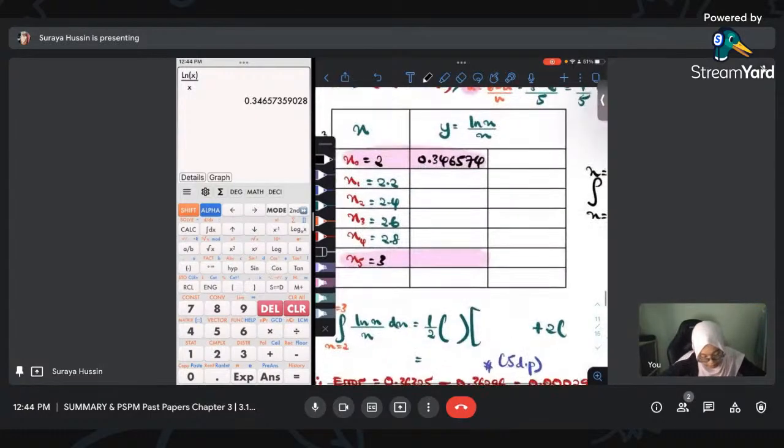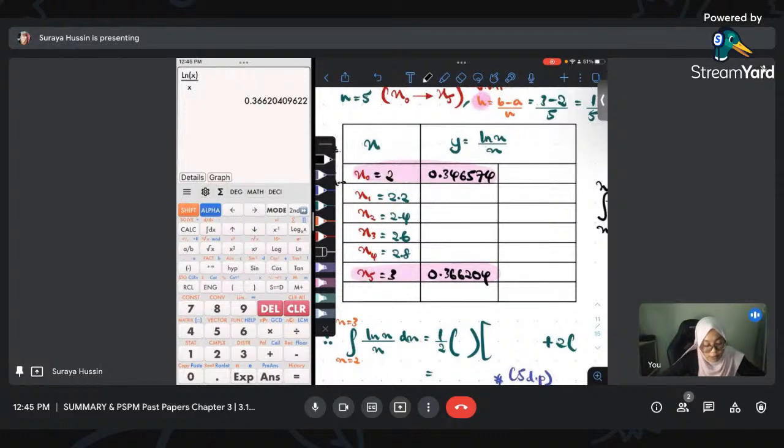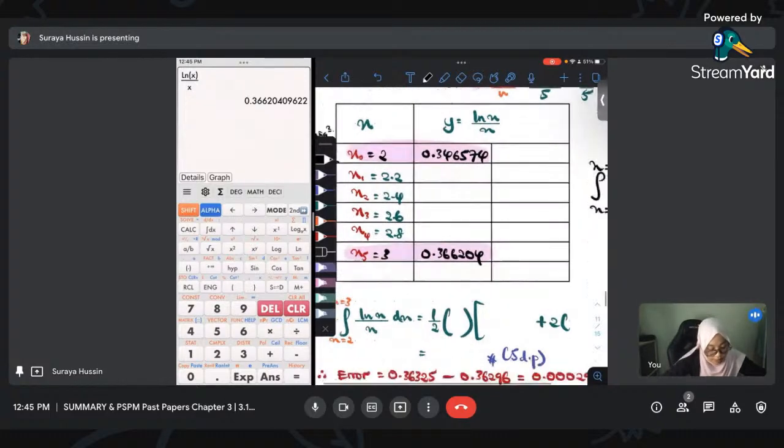Okay. Calculate again nombor hujung. 0.366204. Saya ambil 6 decimal places sebab nanti saya nak jawapan 5 decimal places di bawah ni. Okay.